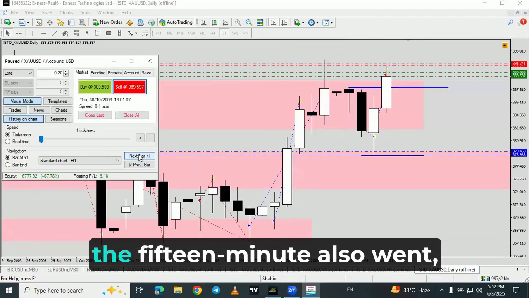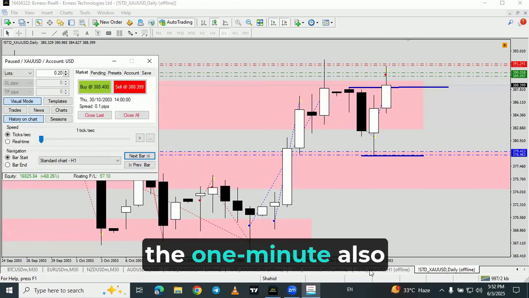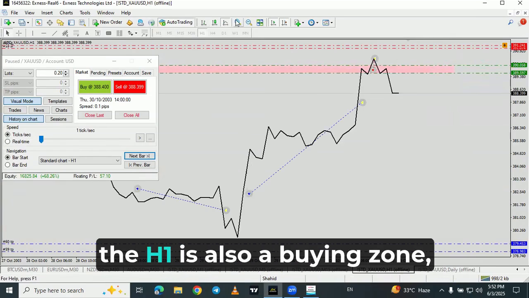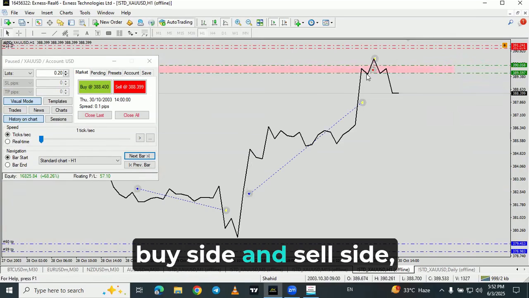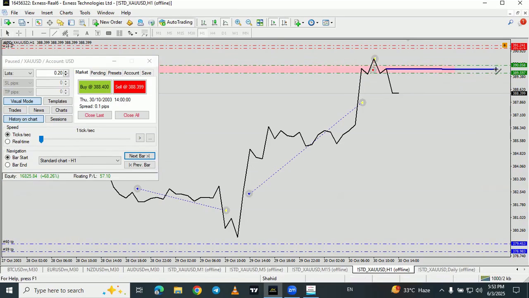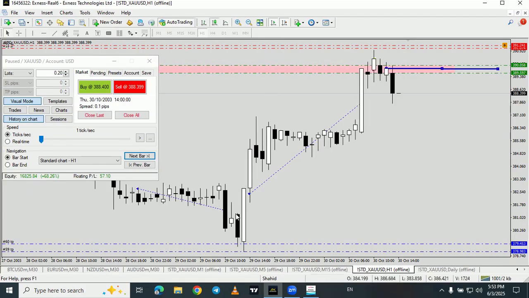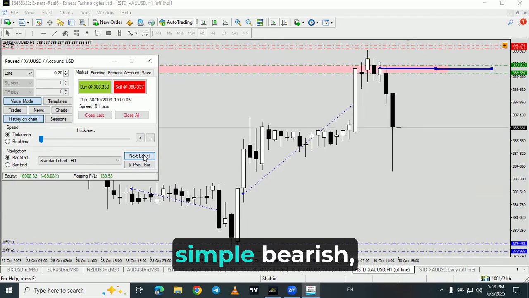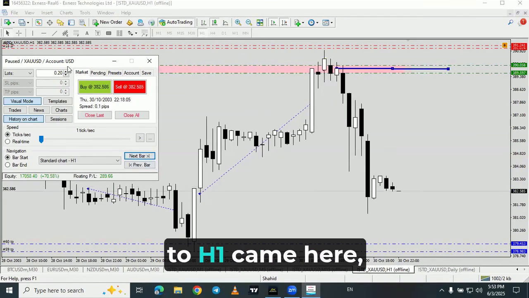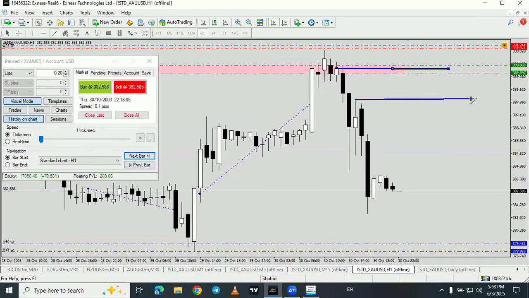See, very simple. The 15-minute also went, the 1 minute also went. So if you see here, the H1 is also a buying zone, buy side and sell side. And if you see here, its liquidity is fine. Bearish, bearish, bearish, simple bearish. And if you see here, the cycle liquidity according to H1 came here.